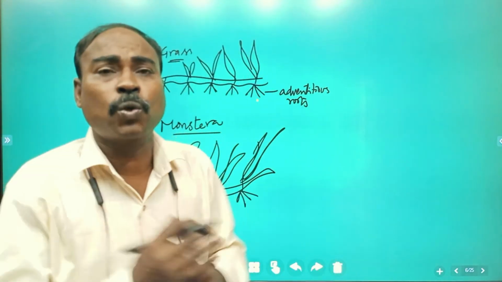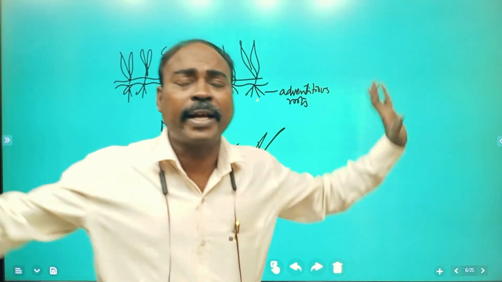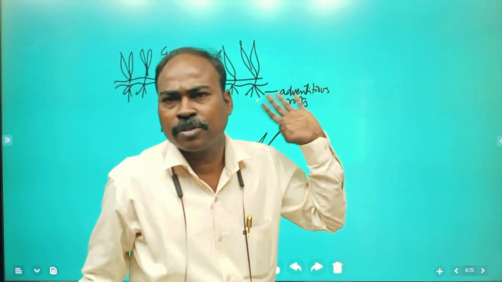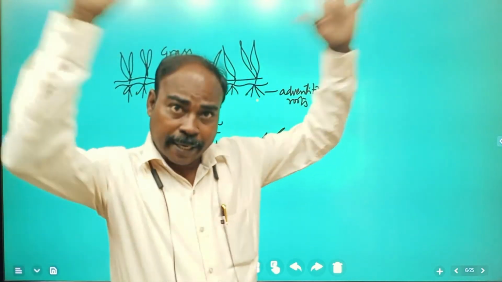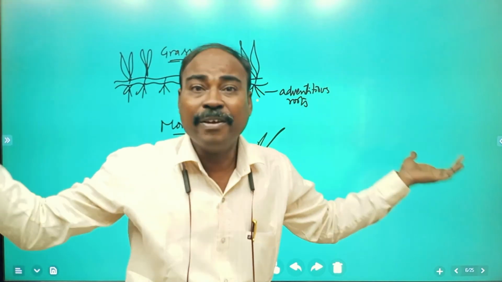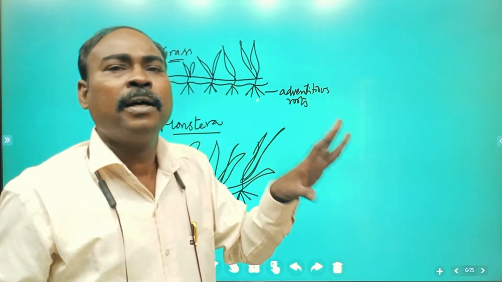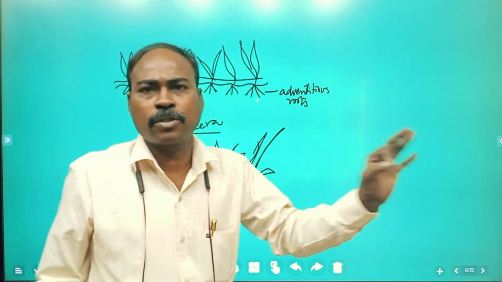The adventitious root means the root which can develop from other parts than the radicle. From radicle the root will develop, it is not said to be adventitious. From other parts means nodes, basal nodes, aerial parts of the stem or leaf buds, wherever it may be. Other than the radicle, roots are developed in some plants. Such roots are said to be adventitious roots.